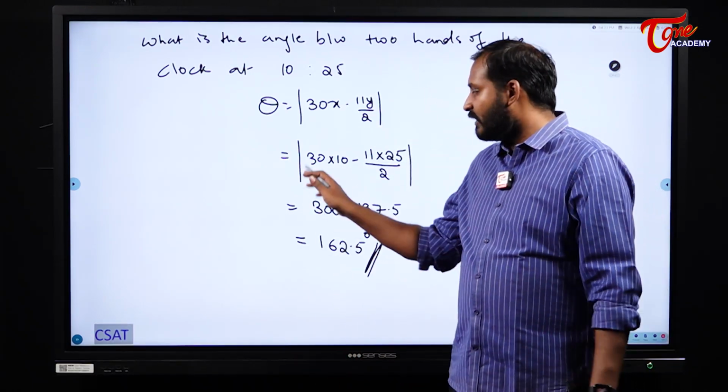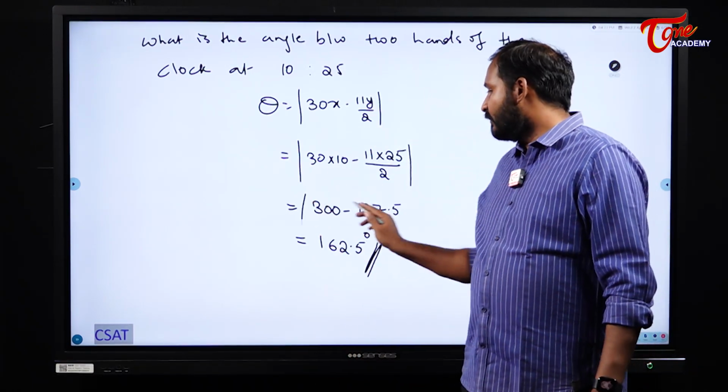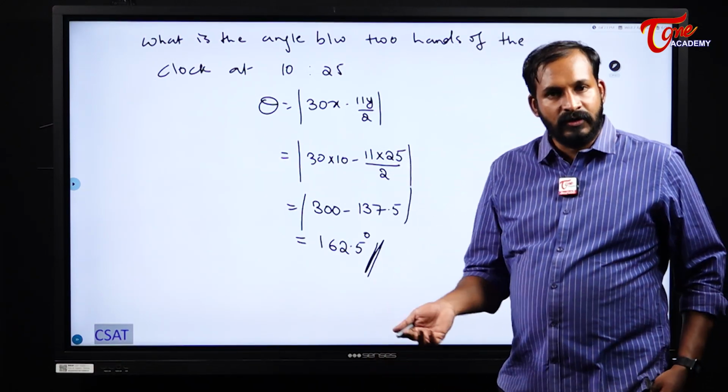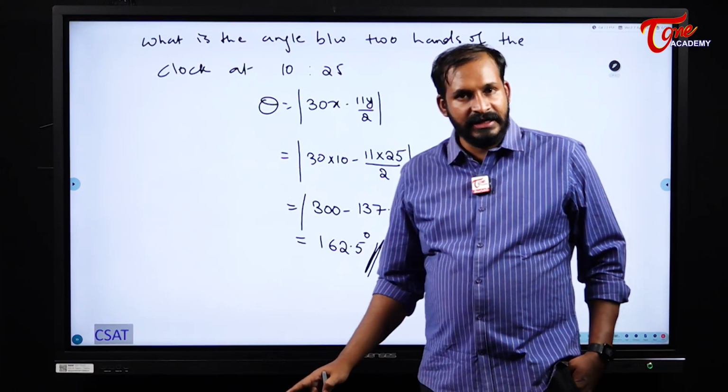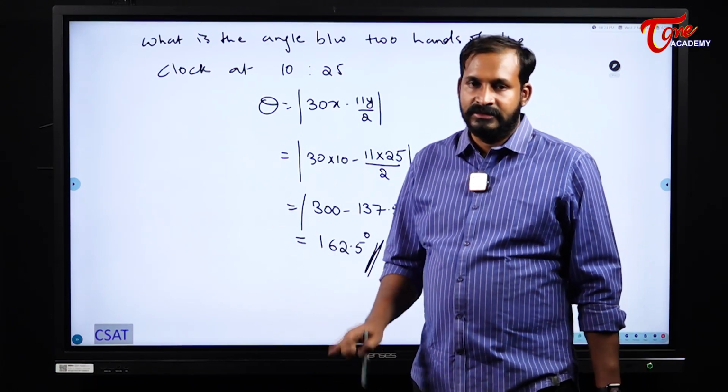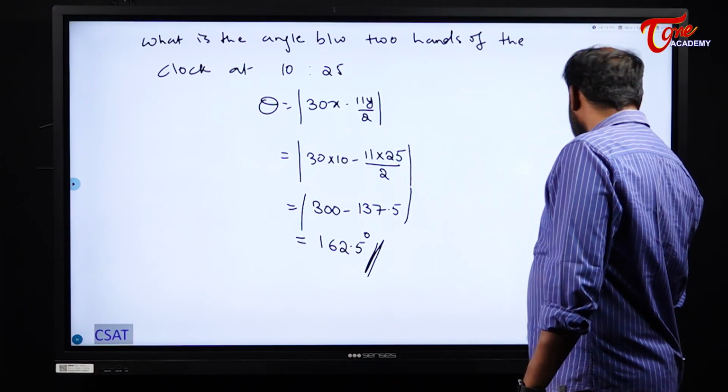Sometimes if we get a negative value, don't mind here. Why? Because already we have mod, so we will directly write the positive value. And remember one more thing, if you get a value greater than 180 degrees, immediately subtract it from 360 degrees and then write your final answer. Okay, next.